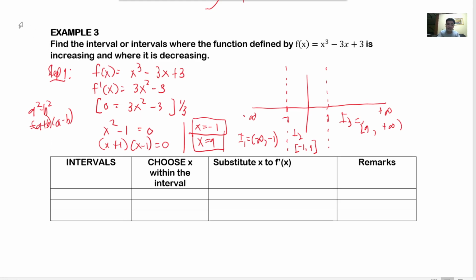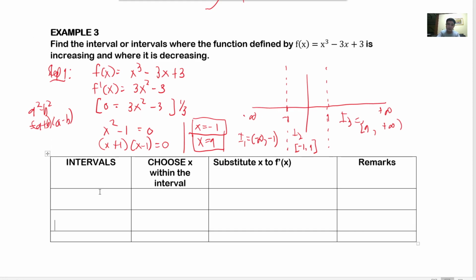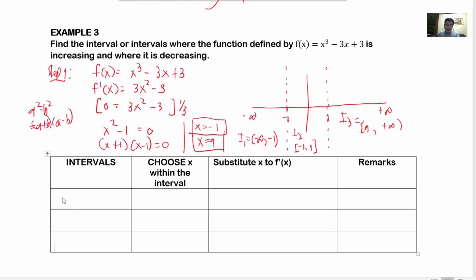Okay? So, let's put it in our table to organize it. So, our intervals: negative infinity to negative 1, and then from negative 1 to positive 1, then interval 3 is from positive 1 to positive infinity. And then, we choose an x within the interval. So, from negative infinity to negative 1, what do you want? Let's try negative 2. And then negative 1 to 1, the best is 0. And then from 1 to positive infinity, we try 2.